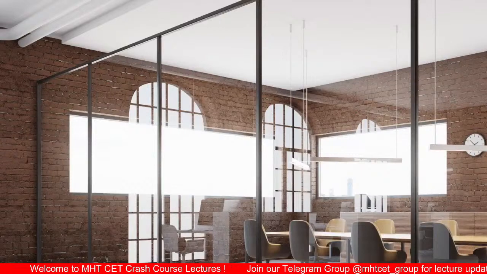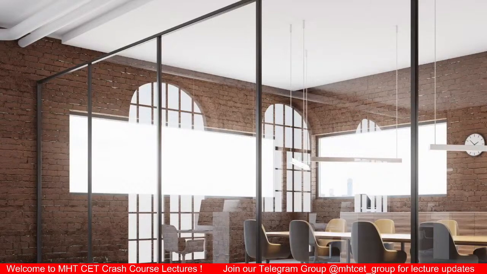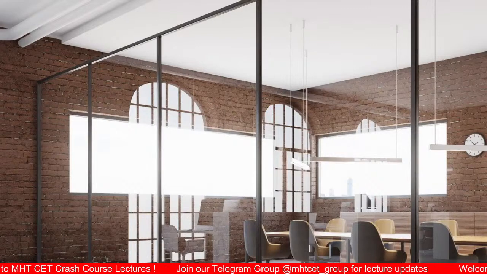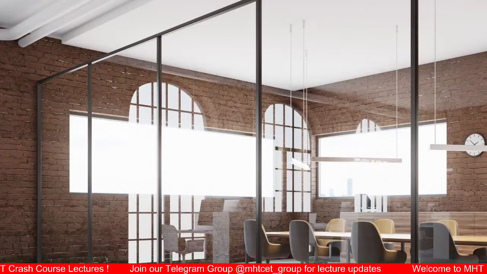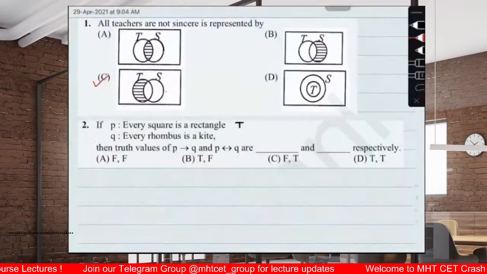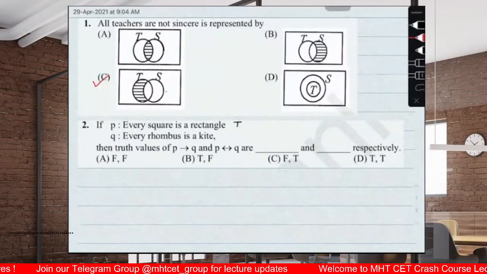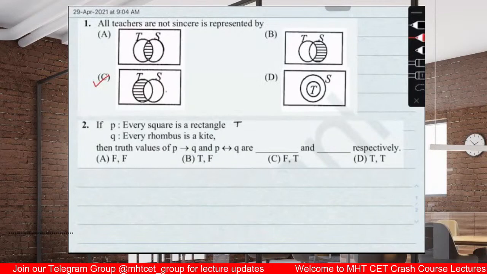Find the truth values of P implies Q and P by implies Q. Can you tell me the first one? What is the truth value of the first statement? Every square is a rectangle. True or false? It is true.